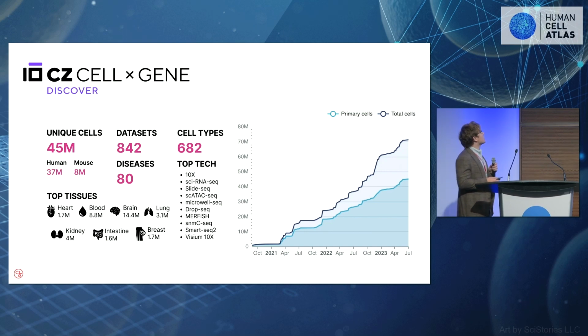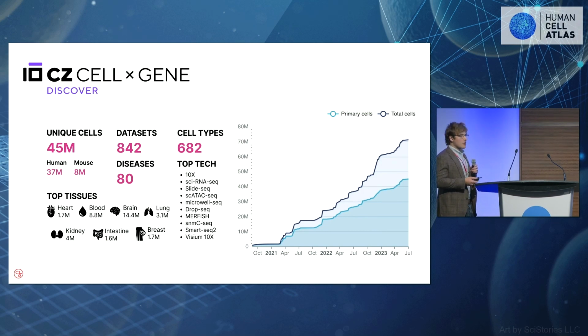Currently, CELLxGENE contains about 45 million unique cells. There are 850 data sets, and we have 680 cell types annotated in CL. We're starting to get large amounts of data. You can see the 8 million blood cells, 14 million brain cells, and some of the other tissues are beginning to hit critical mass as well.